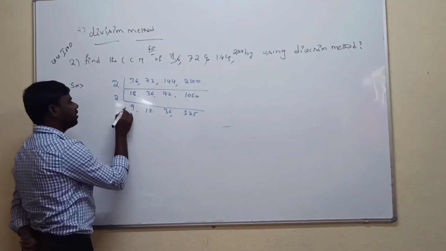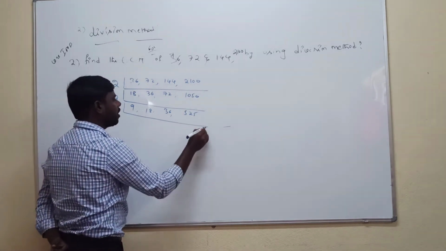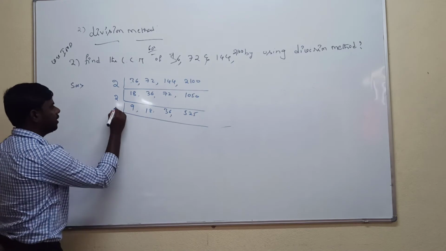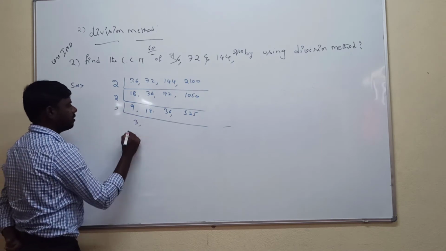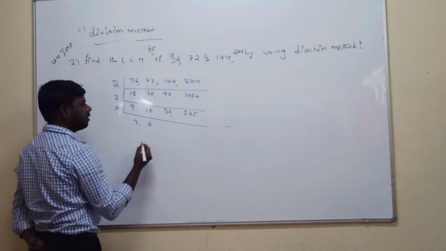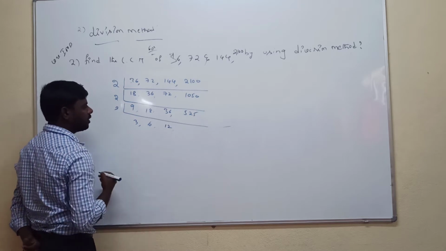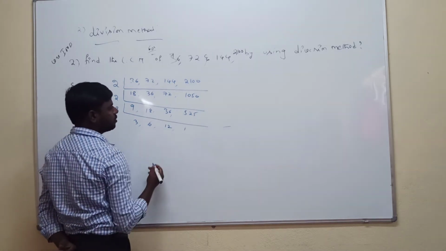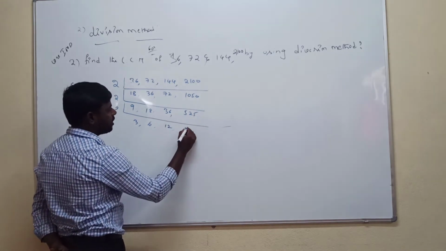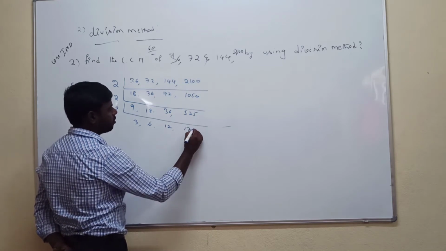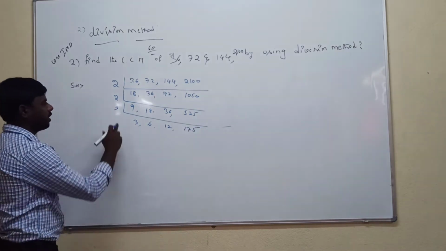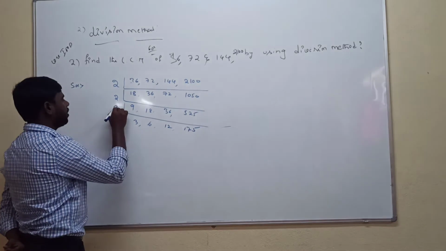The next one: are all these numbers divisible by 3 or not? 3 is possible. 3 3s are 9, 3 6s are 18, 3 12s are 36, 3 1s are 3, 3 7s are 21, 3 into 175 is 525.